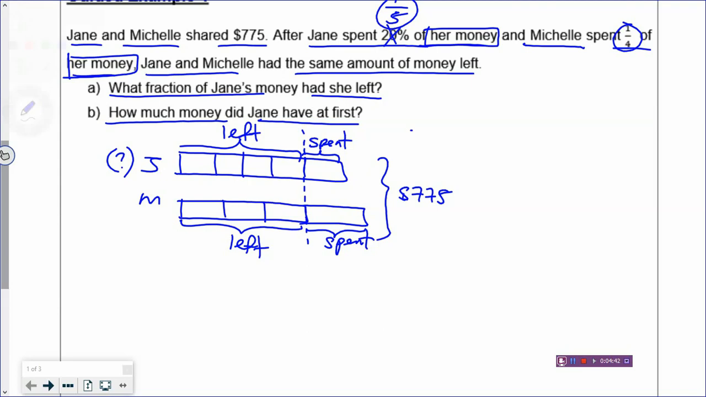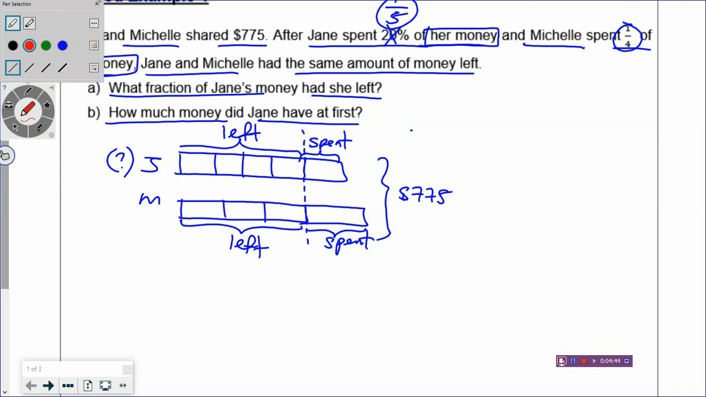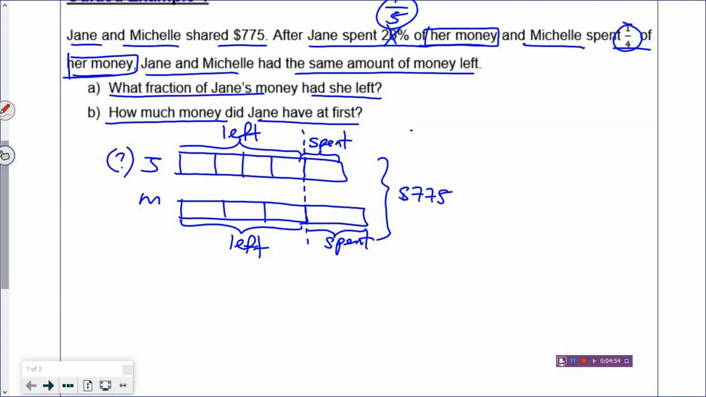So what do we do next? Now, we make the model look all equal. Model drawing is about making the model look the same, look equal as much as possible. So 4 boxes of Jane's money left is the same as 3 boxes of Michelle's money left.